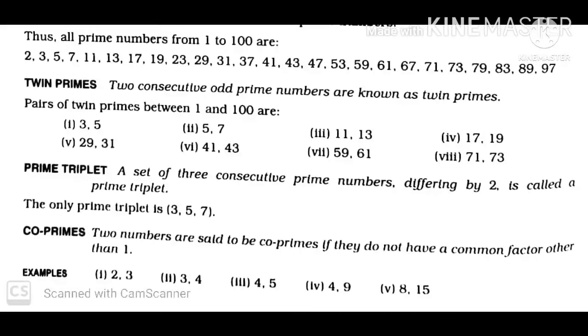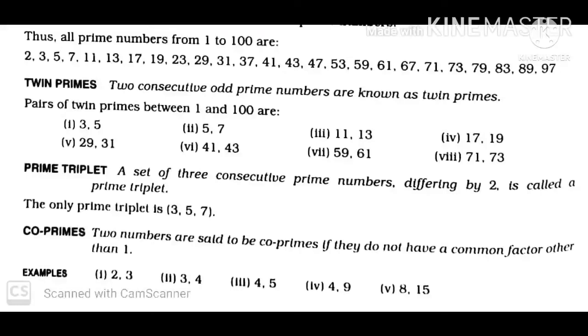Come to the next topic, twin primes. What are twin primes? Two consecutive odd prime numbers are called twin primes. They have only one composite number between them. For example, 3 and 5 both are prime numbers, and there is a 4 which is a composite number in between them. What are prime triplets? A set of 3 consecutive prime numbers differing by 2 is called a prime triplet. We have only one prime triplet, that is 3, 5 and 7.